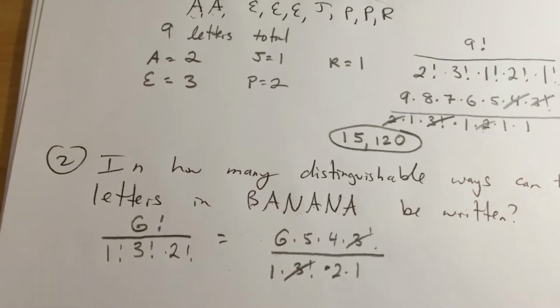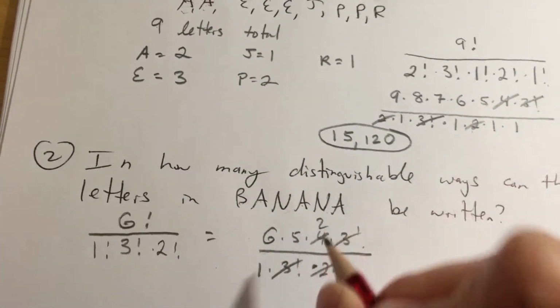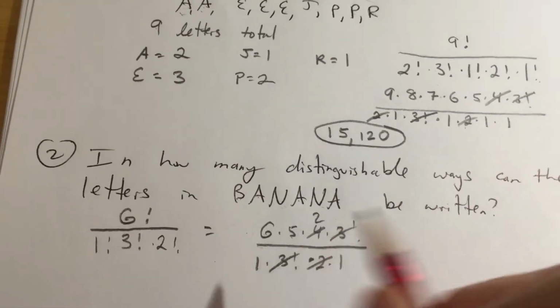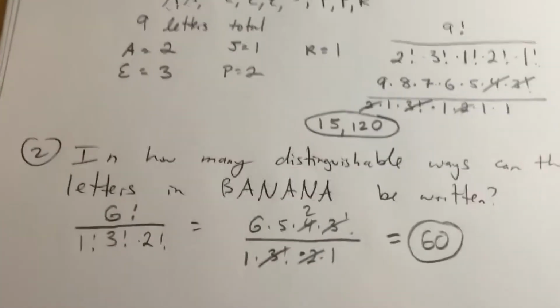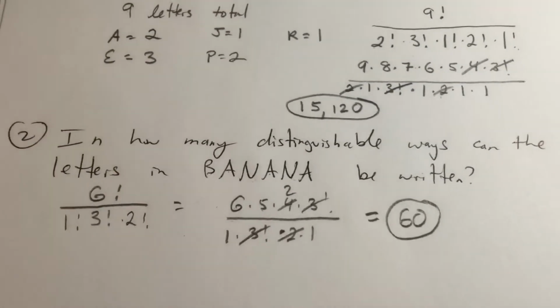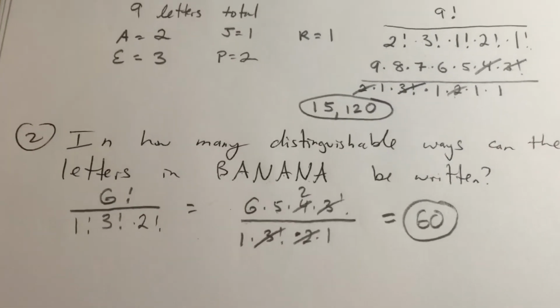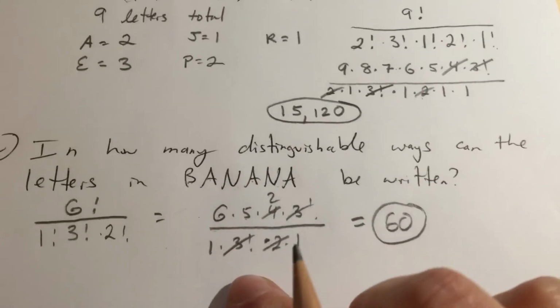So my 3 factorials cancel off. I'm going to cancel that 2 off with part of that 4. And then 6 times 5 times 2 is going to give you 60. So there are 60 different ways that I can write the word banana without having to repeat. So that's what distinguishable permutations means.